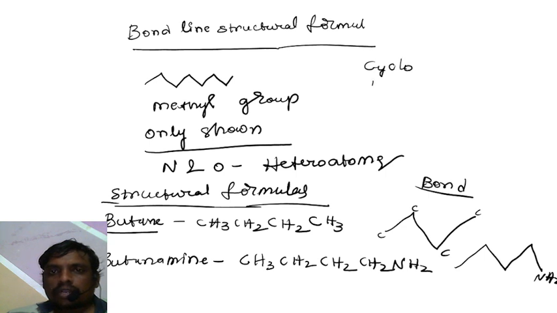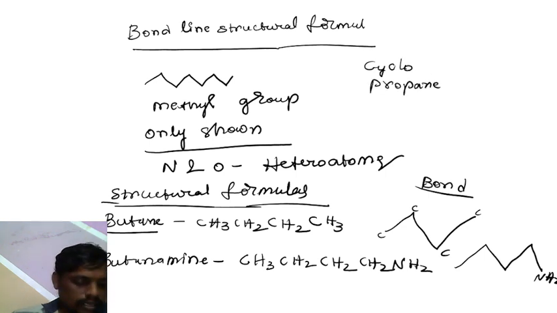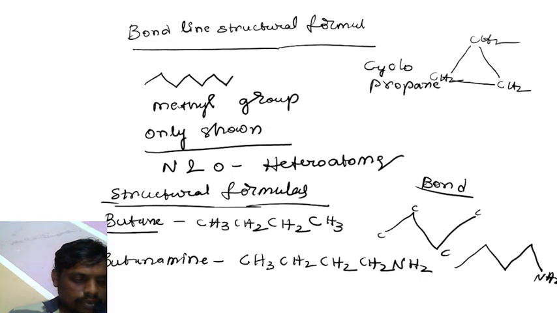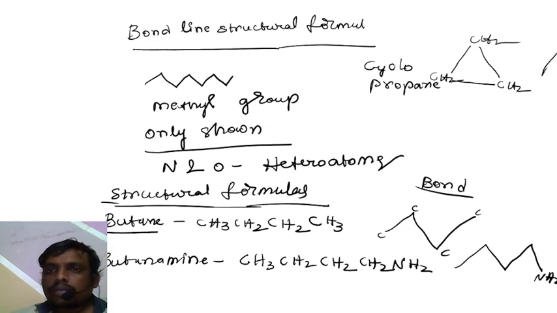Now cyclopropane, one more. Cyclopropane generally looks like this: CH2, CH2, here also CH2. This is the cyclopropane structure. And the bond line formula will look like this. This is the bond line formula.